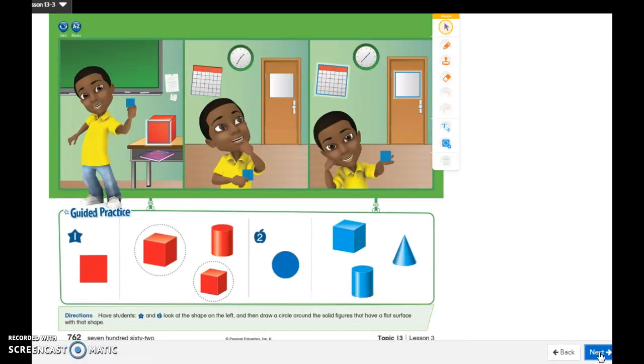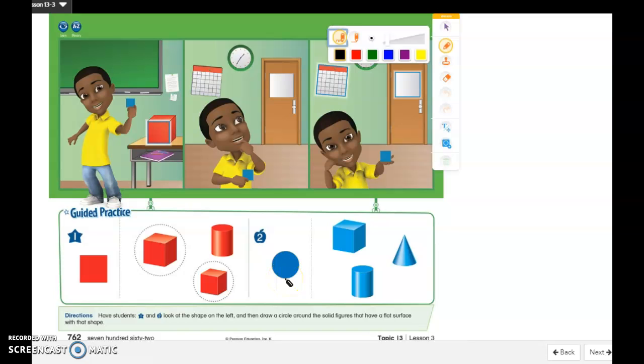Okay, so they did the first one for us, and they said Jackson is looking at a square, and he wants the solid figures that have a square on them. So he circled the two cubes. Why didn't he circle the cylinder? It has no squares on the flat surfaces. Okay, so now let's look at the next one.